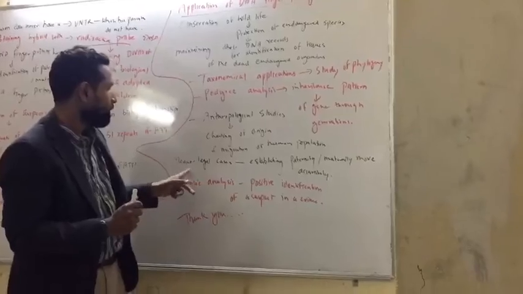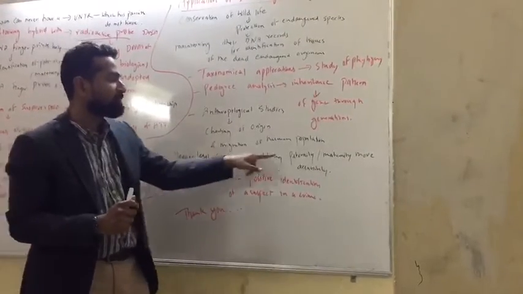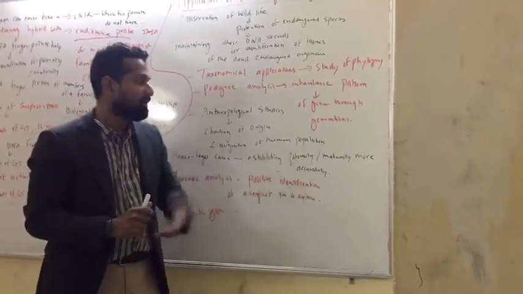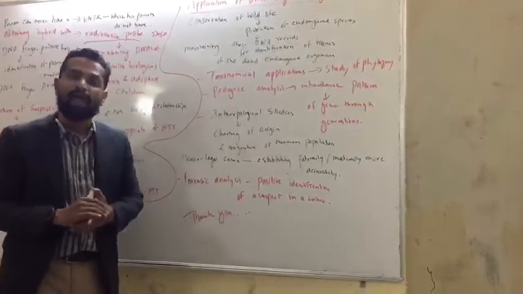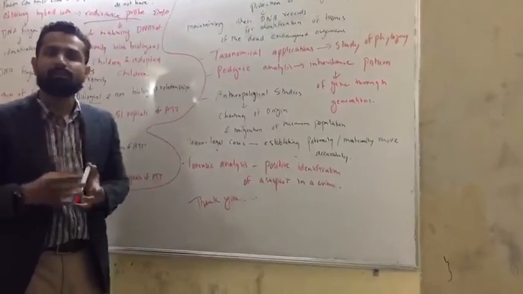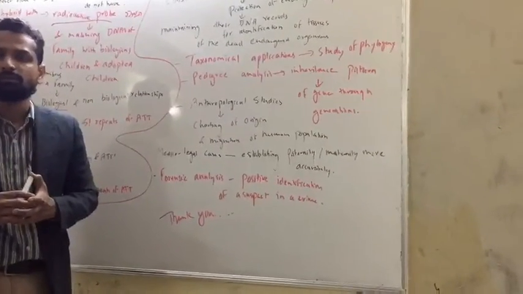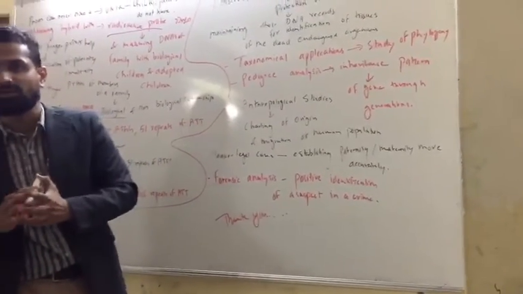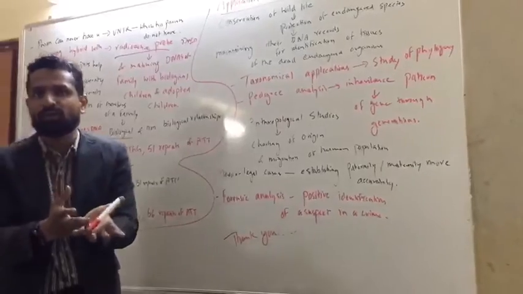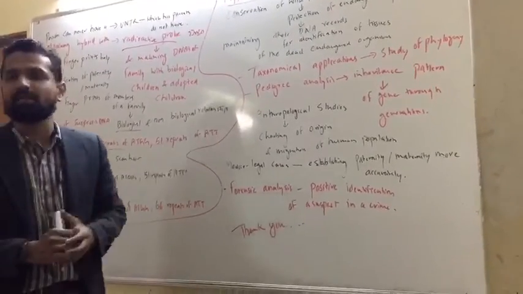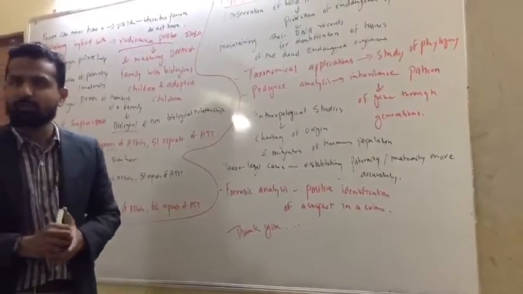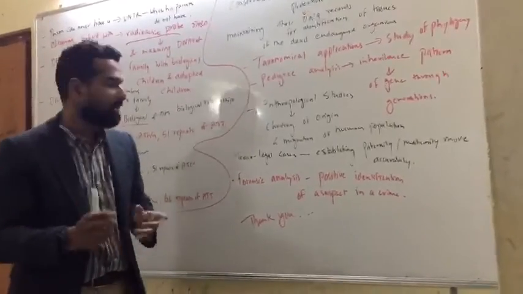Next point. Medico-legal cases, establishing paternity and maternity, which can move to accuracy. Of course, sometimes the problem comes that the child is called by two types of fathers, but no one knows who is the real father. So in that case the DNA sequence is going to help. That is absolutely good, right? And even the maternity also.